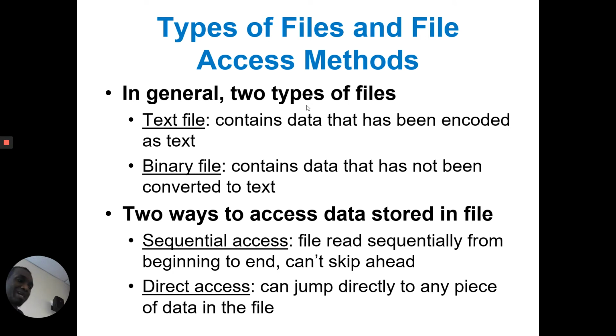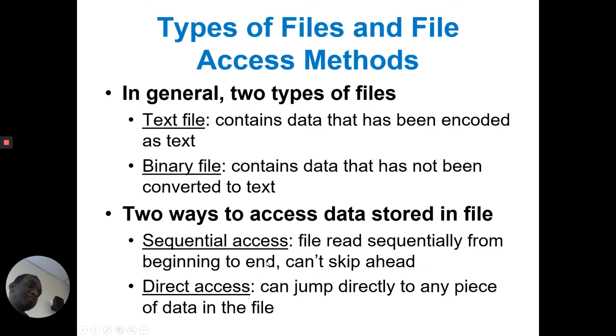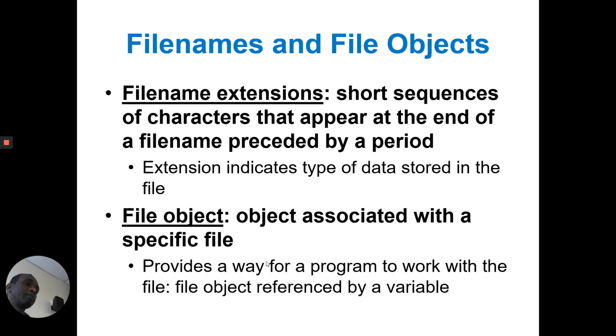So there are 2 ways to access data stored in a file. You have sequential access: the file is read sequentially from the beginning to the end and you can't skip ahead. You go one after the other. Then you have direct access. You can jump directly to any piece of data in the file and grab that data. Okay.